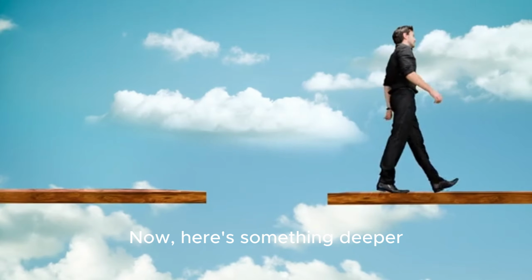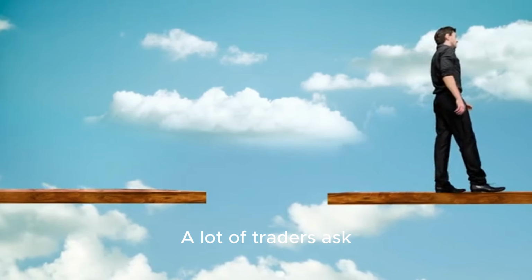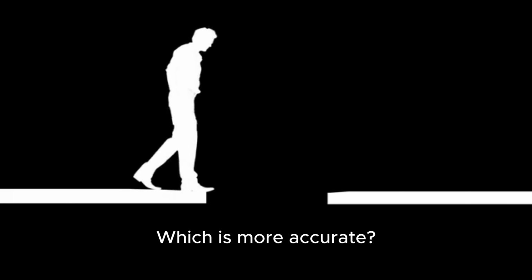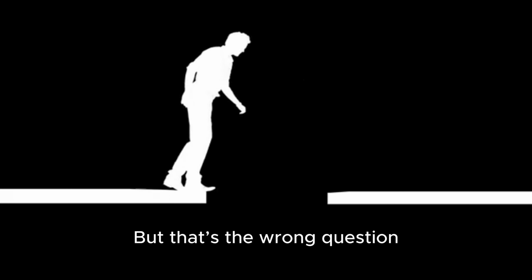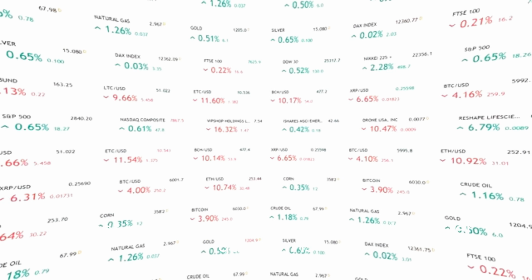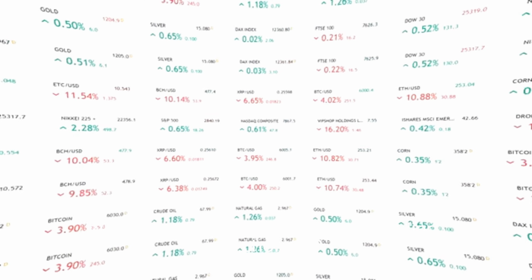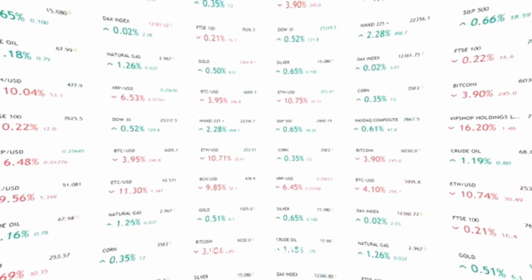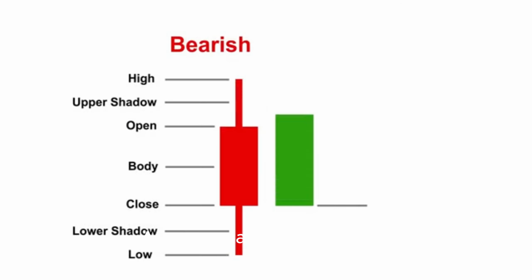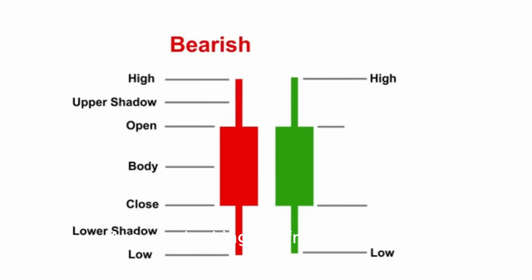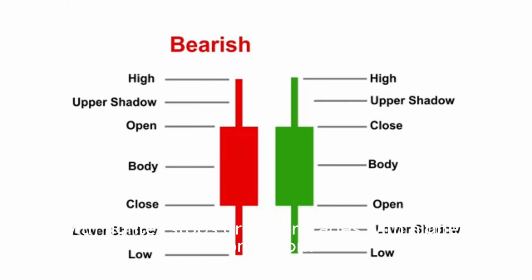Now here's something deeper. A lot of traders ask, which is more accurate? But that's the wrong question. Neither is inherently more accurate. The better question is, which moving average fits your trading psychology? Are you reactive or patient? Are you looking for frequent trades with tighter stops or fewer trades with higher conviction?